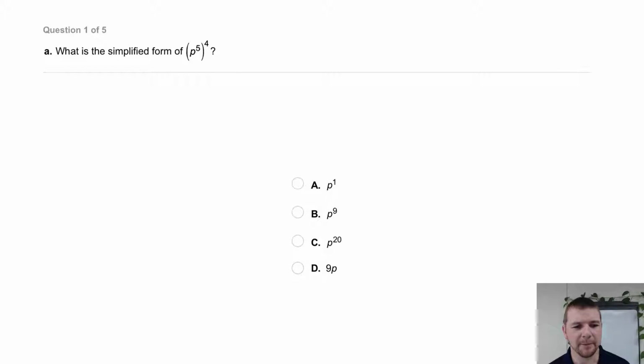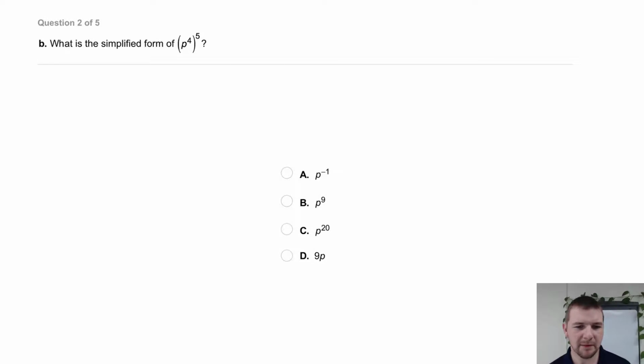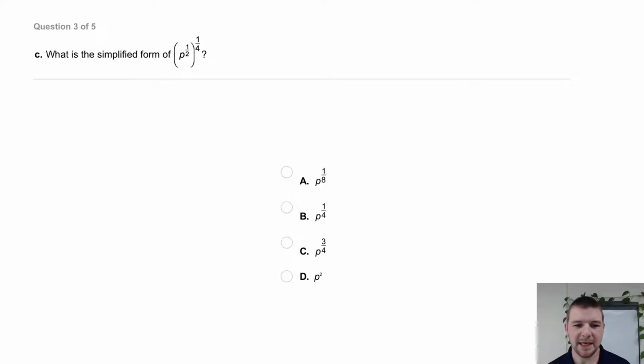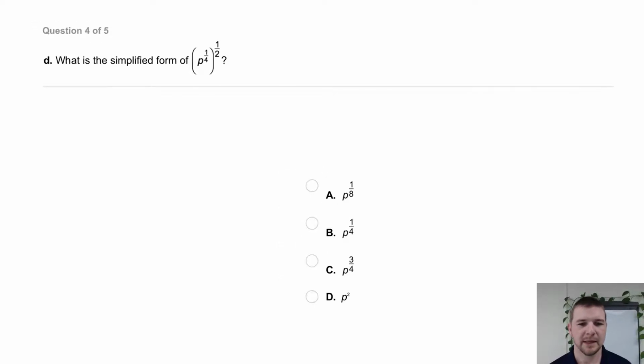Your turn, part A. What is the simplified form of p to the 5th power to the 4th power? And B, how about the simplified form of p to the 4th power to the 5th power? C, the simplified form of p to the 1/2 power to the 1/4 power. D, the simplified form of p to the 1/4 power to the 1/2 power.